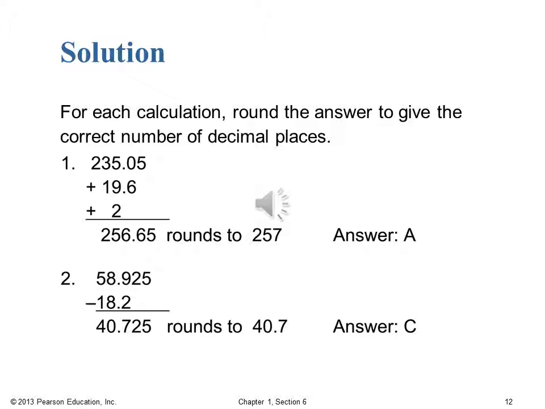For our subtraction example, 58.925 minus 18.2, the tenths place is now the decimal place of least significance, and we have from the initial value of 40.725, that 0.02. We're looking at the hundredths place. It's less than 5. Therefore, we just drop it off to give 40.7. Answer C. So if this is all coming very easy to you, great.